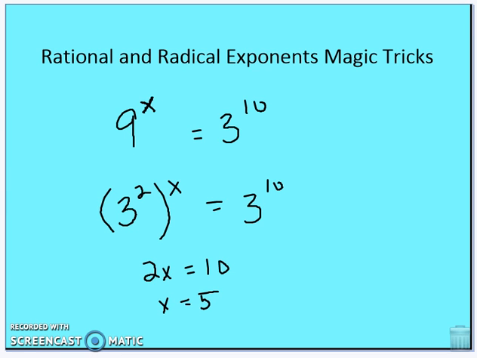So you can see that we can rewrite 9 as 3 squared. 3 squared to the power of x, using the power of a power, becomes 3 to the 2x is equal to 3 to the 10th power. Equating the bases, or equating the exponents, I have 2x is equal to 10. Now solving for x, x is equal to 5.